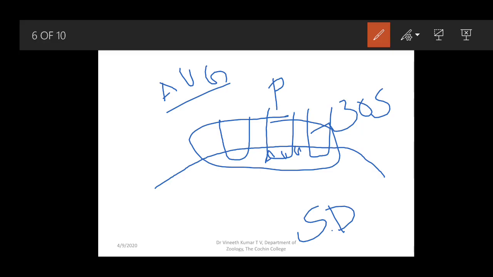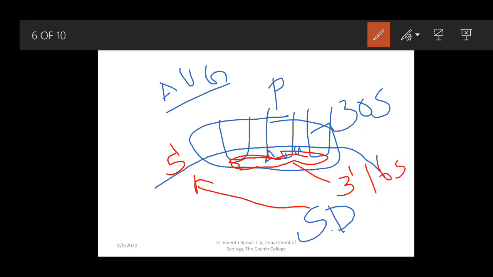What does this Shine-Dalgarno sequence do in placing this AUG at the correct site? As we said earlier, there is a single ribosomal rRNA in the smaller subunit, which is the 16S rRNA. Your Shine-Dalgarno sequence is seen in the upstream 5' region of the mRNA, and at the 3' end of the 16S rRNA in the smaller subunit, there is a sequence which is complementary to the Shine-Dalgarno sequence.